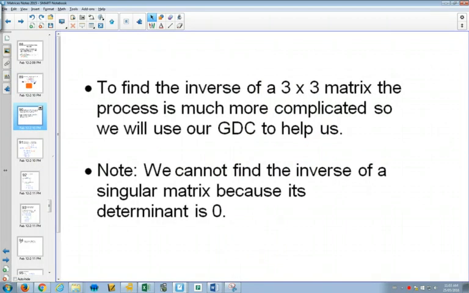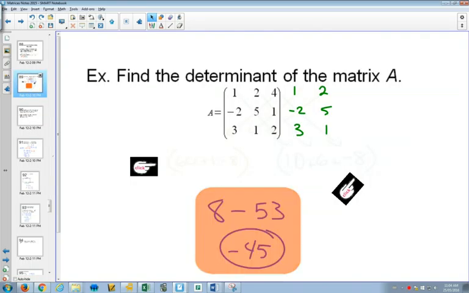So like I said before, finding the 3 by 3 inverse is complicated, so we're going to use our graphing calculator. That's what this GDC just says, it's for graphing display calculator. And if we find out that our determinant is equal to 0, then there's no inverse. So if you had calculated your determinant to equal 0, there'd be no inverse. In this one that we did before, the fact that the determinant was negative 45 means that there is an inverse that exists.